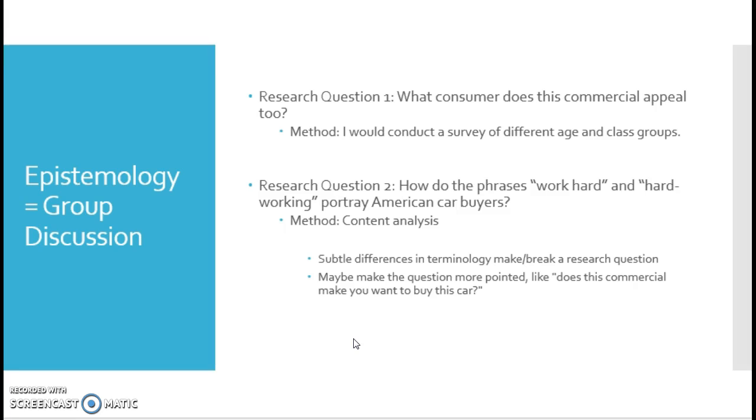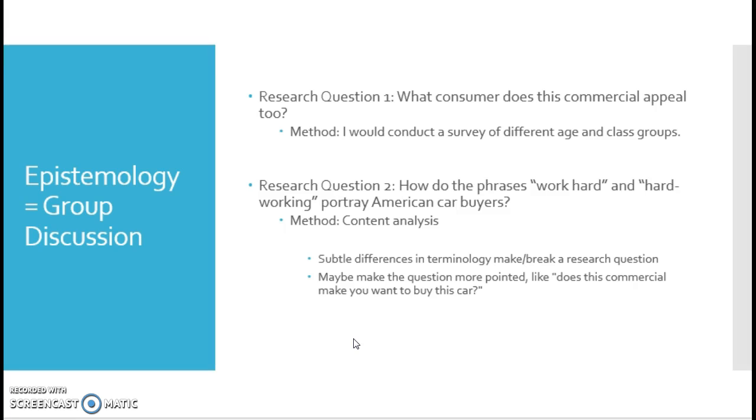So the original post offered two research questions and suggested two methods. The first research question: what consumer does this commercial appeal to? And the method chosen was a survey. And the second question: how do these phrases, work hard and hardworking, portray American car buyers? And the method was content analysis.